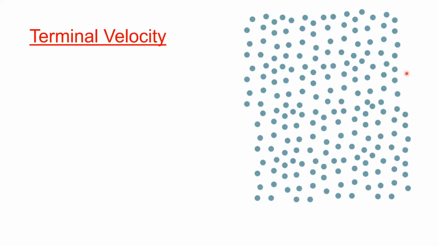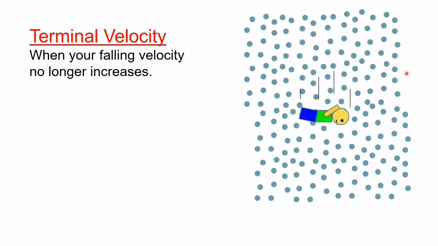All right, last topic is known as terminal velocity. So again, I have my guy falling here. What is terminal velocity? That's when your falling velocity no longer increases. That's what we mean by terminal. It's ending. It's reached its maximum point.